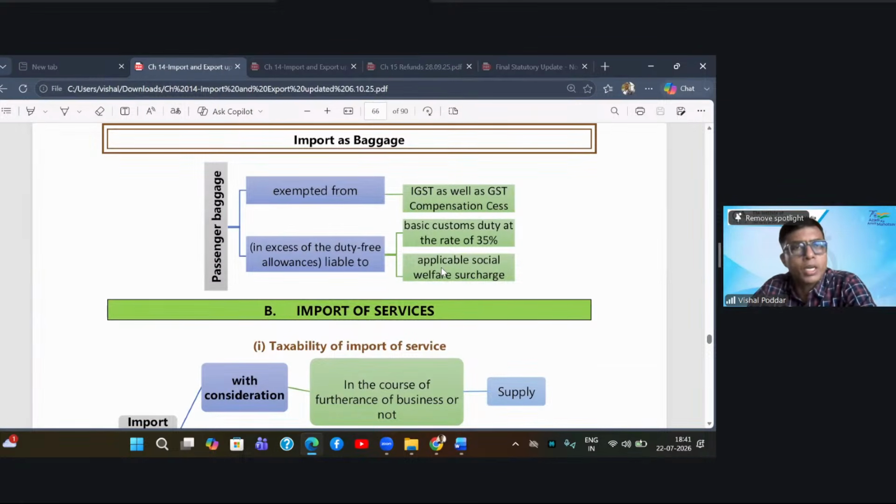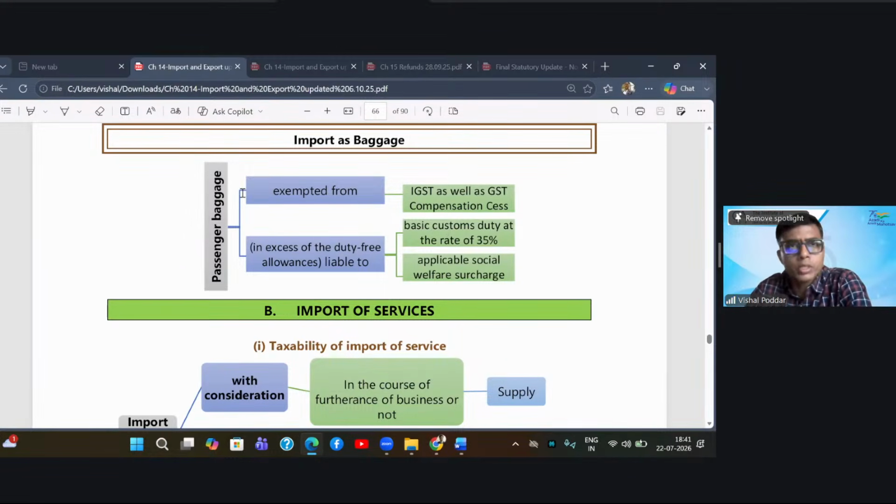Then comes another concept, which is baggage. So what is baggage, students? In the language of customs law, baggage, in simple words, means your luggage. Whenever you are traveling, you will have some luggage with you, which mainly represents your personal belongings. Such luggage is your baggage.